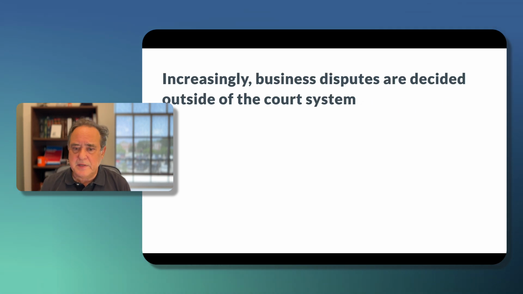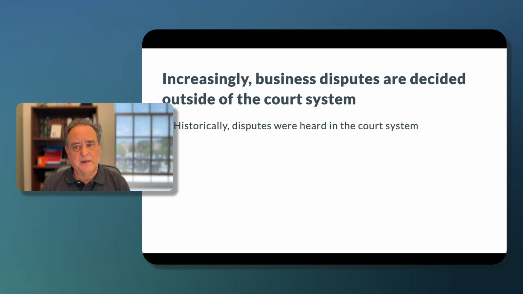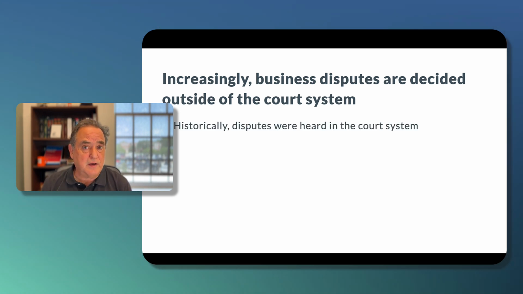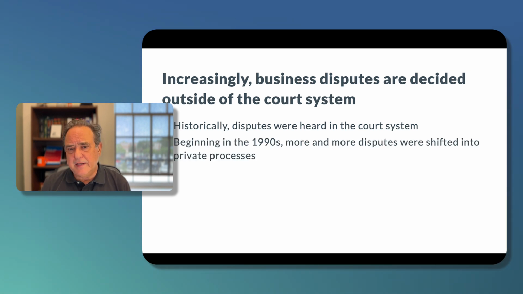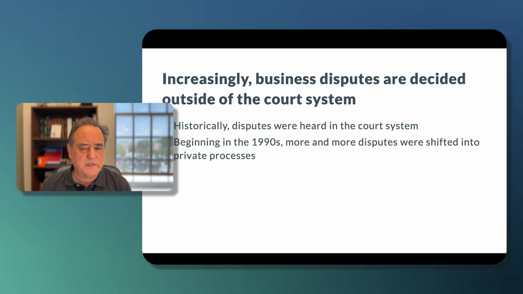Now, increasingly, business disputes are decided not in the court system, but outside of the court system. Now, historically, of course, disputes were decided within the court system. But beginning in the 1990s, more and more disputes were shifted into these private processes, in large part because of the numerous drawbacks we found with litigation.